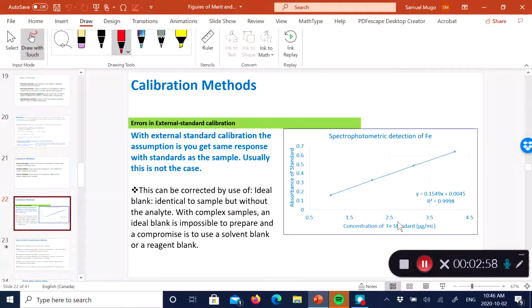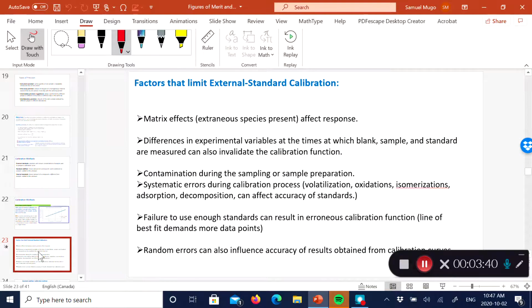Now, the problem with the external calibration method is that you assume the instrument is going to respond in the same way for the analyte as well as for the standard. And that is a questionable assumption, because remember, the analyte typically is in the presence of a lot of matrices when you're working with an unknown. And as we well know, matrices interfere with the analyte of interest. But for the standards, you just prepare them in a neat solvent, and so you don't have any matrices at all. So you can see a big problem in making that assumption.